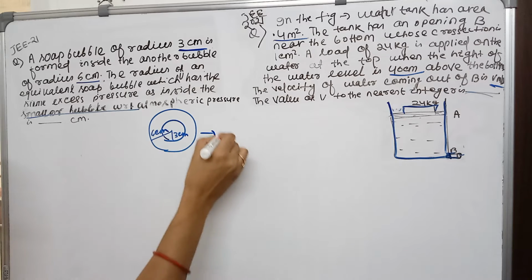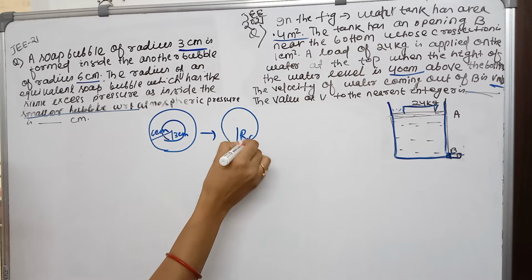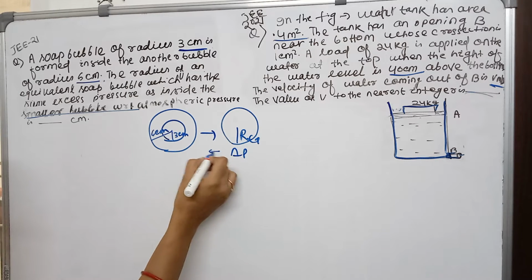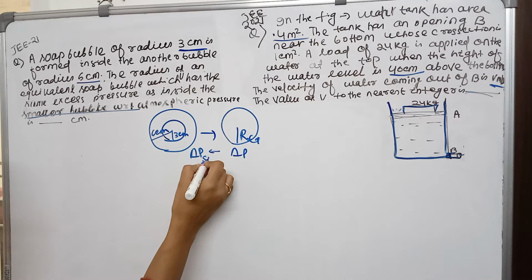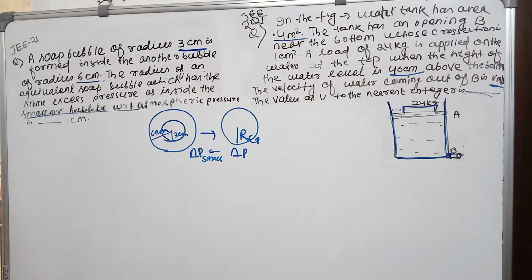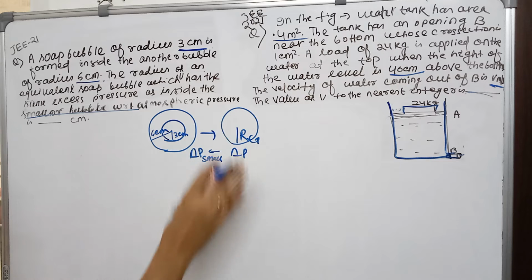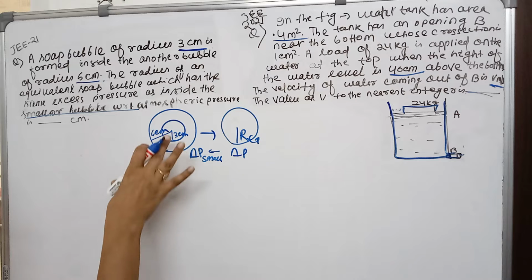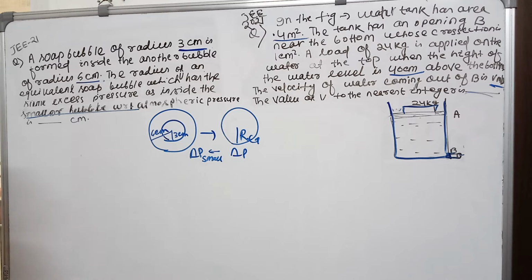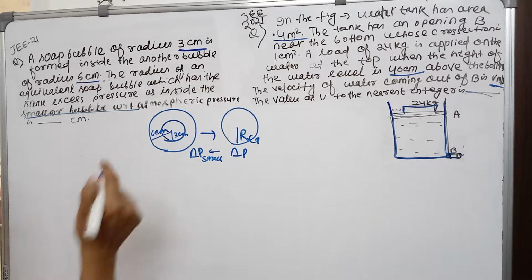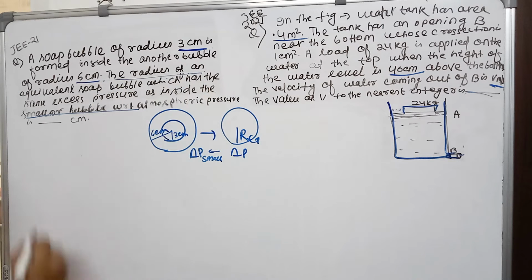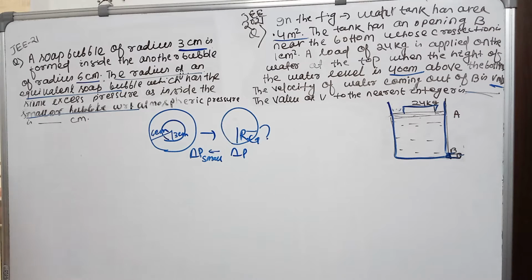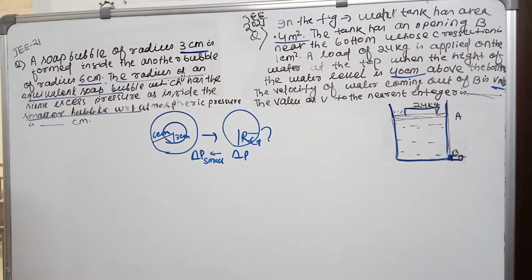That means there is another equivalent soap bubble which has the same excess pressure inside as the excess pressure of the smaller bubble. So this is what is given in the question, that this equivalent soap bubble has the same excess pressure inside it, which is equivalent to the excess pressure inside the smaller bubble. The question is asking to find the radius of the equivalent soap bubble.